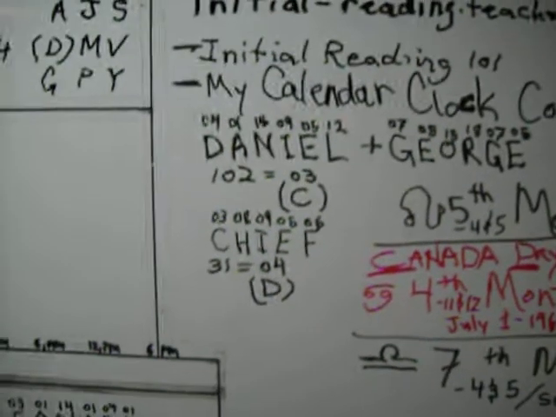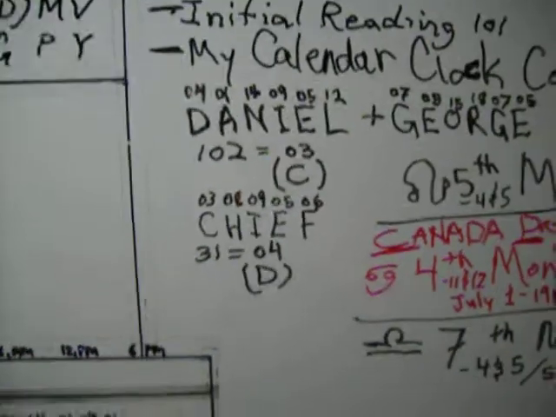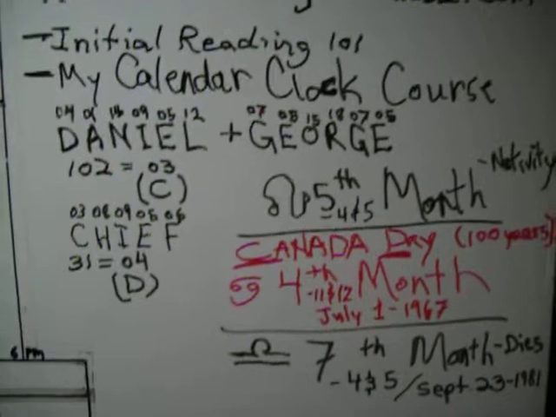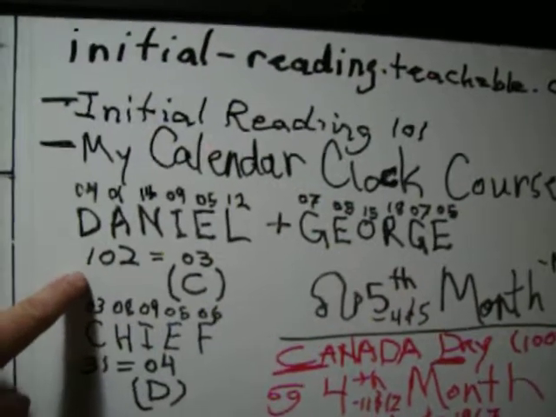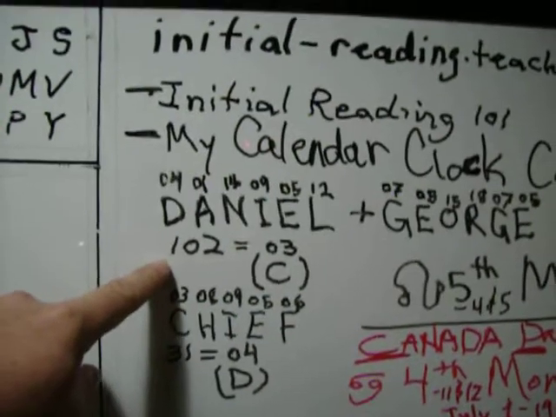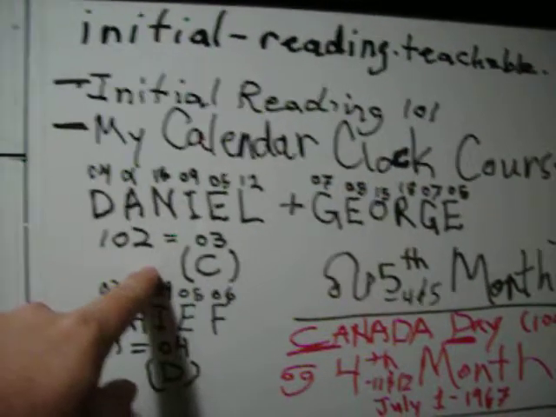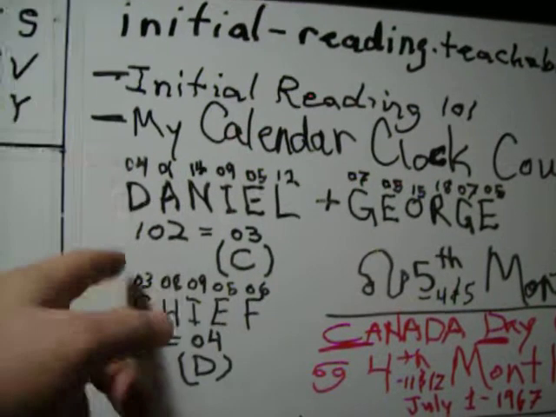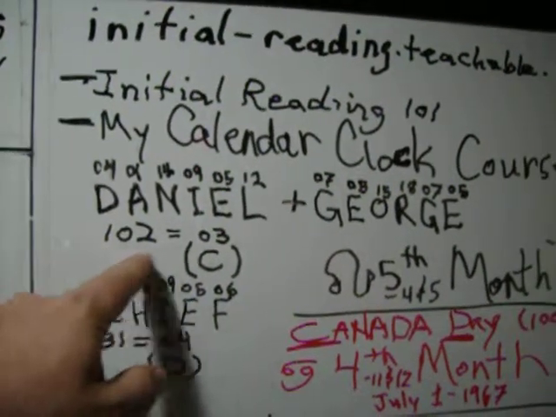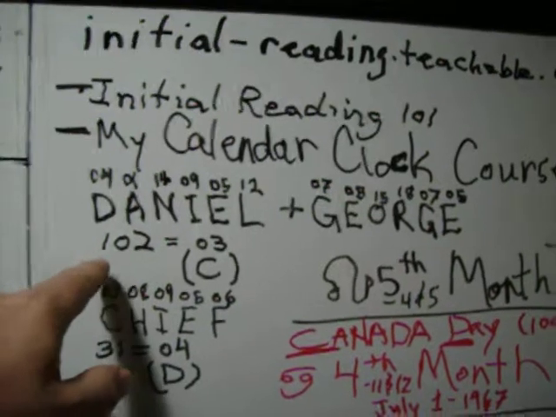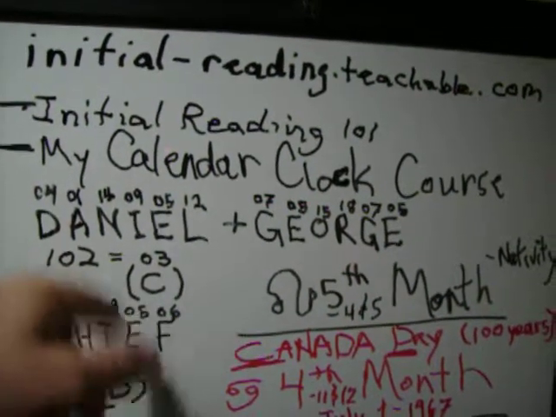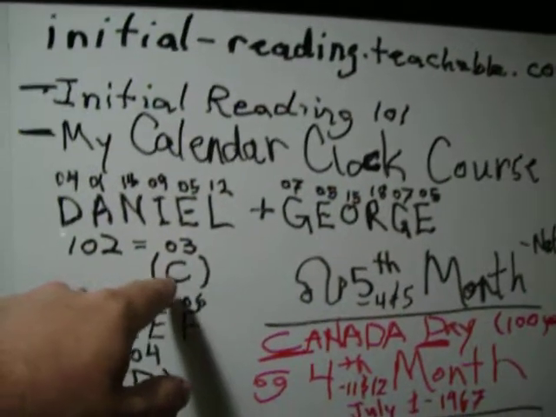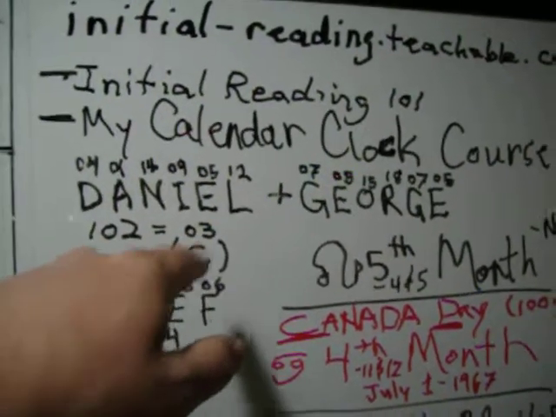Okay, so what I want to show you here today is the two words there, Daniel and George. If I add them up together, they equal 102. Okay, 1 plus 0 plus 2, because we don't have 102 letters in our alphabet, so we have to add till we come to the first one. So 1 plus 0 plus 2 is 3. Yes, we have a third letter in our alphabet. That's letter C, so the C gets bracketed here.